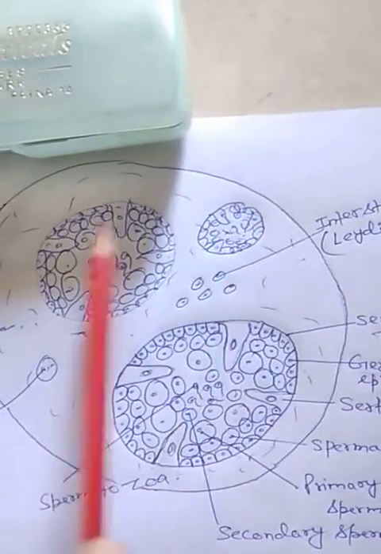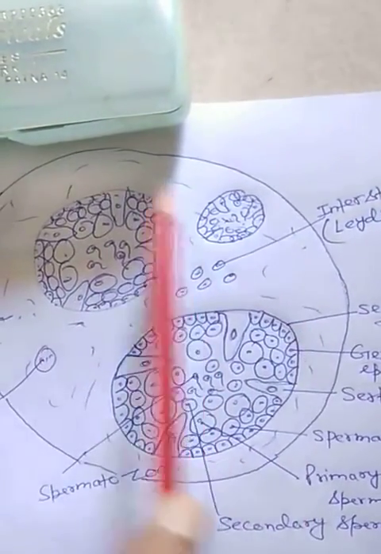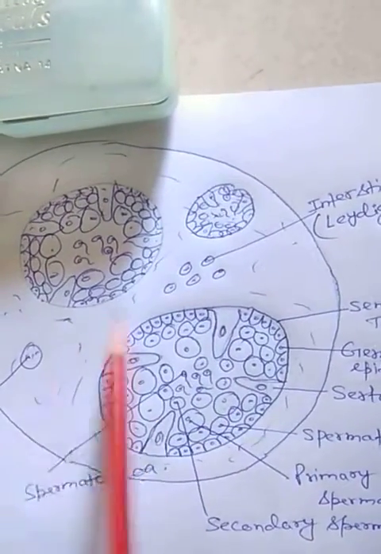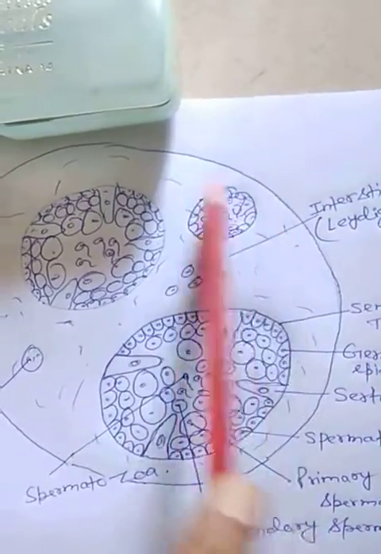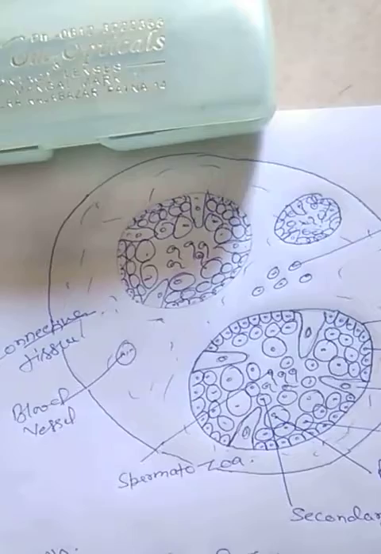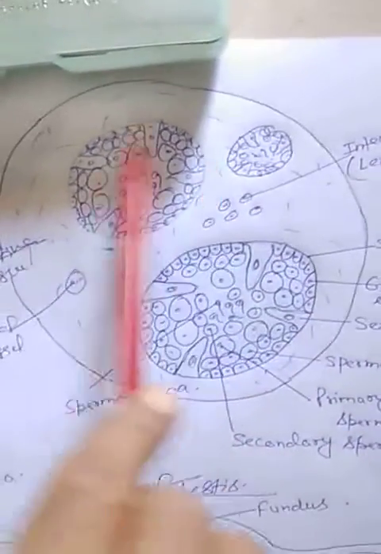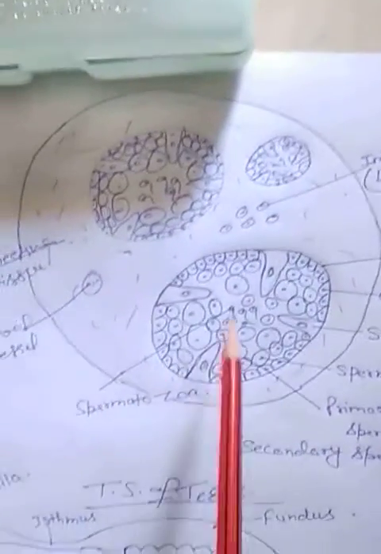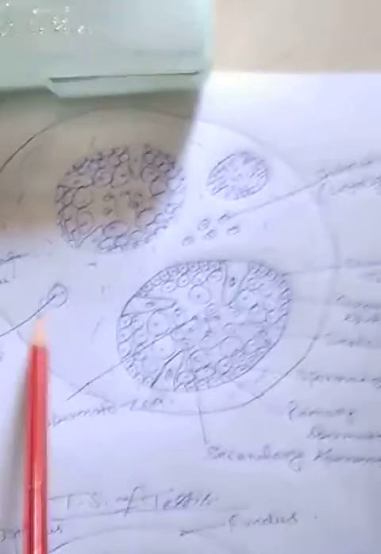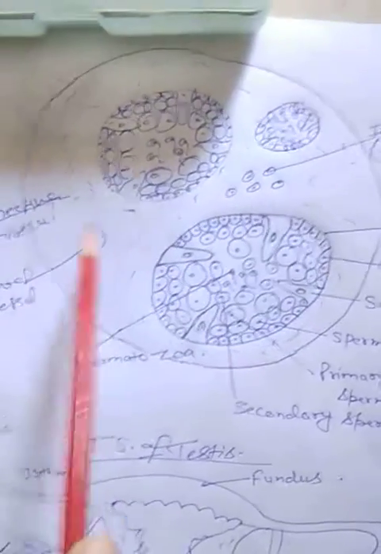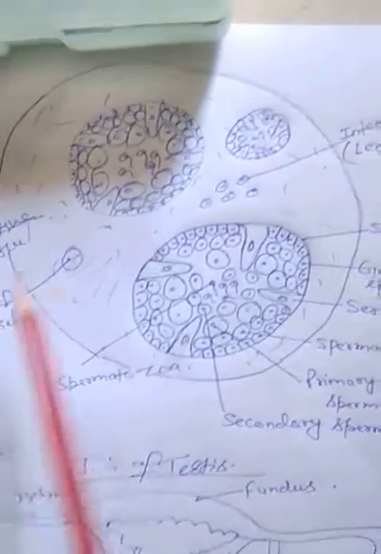Now these seminiferous tubules are held together by connective tissue. Around these seminiferous tubules there is connective tissue, because the tunica albuginea that we learned covers the testis is made of connective tissue. So there is a lot of connective tissue found around the seminiferous tubules. And in the connective tissue blood vessels are found. Wherever there is connective tissue in the body, blood vessels are certainly found.